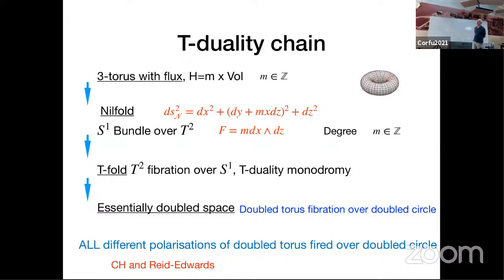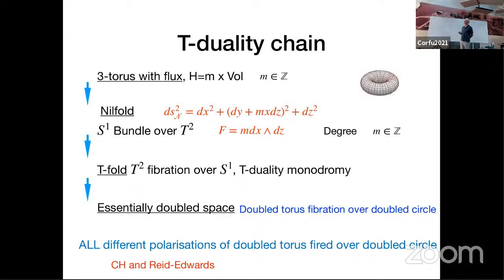So my starting point will be the familiar T-duality chain of backgrounds. One starting point would be to take a three-torus with a quantized B field flux, where H is M times the volume.